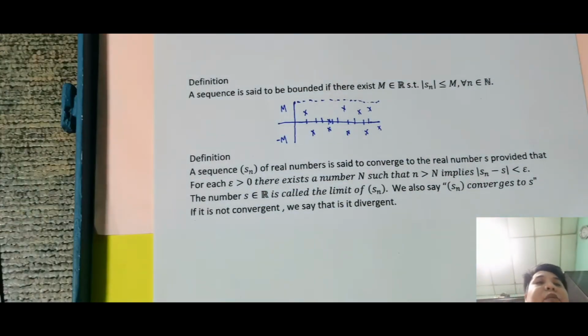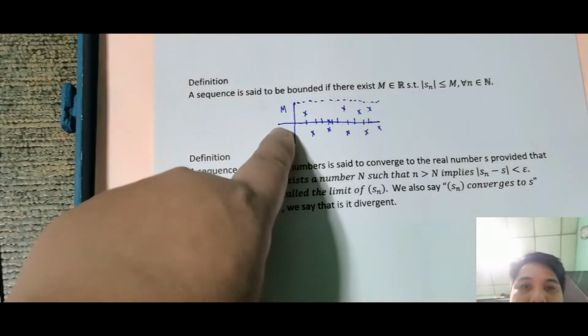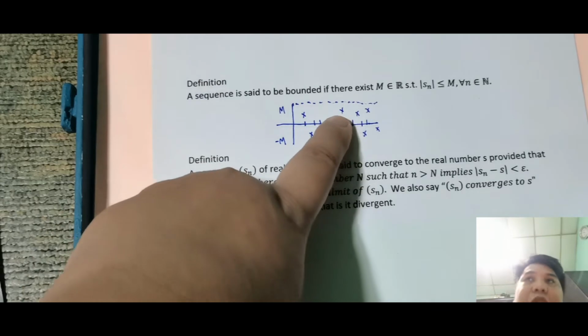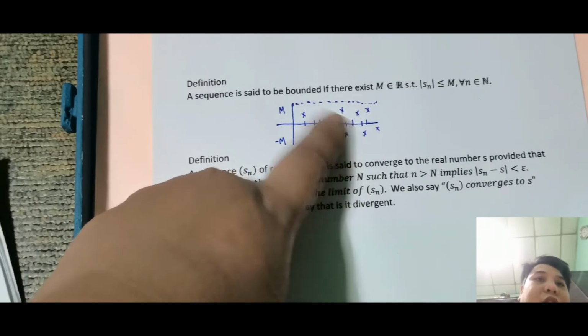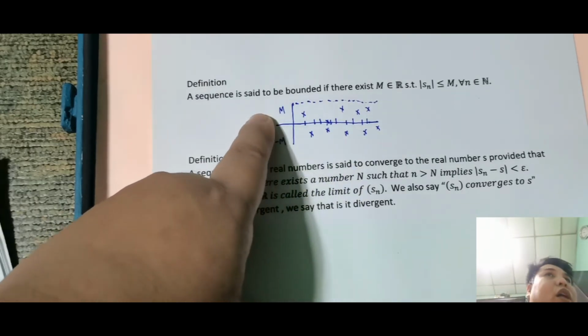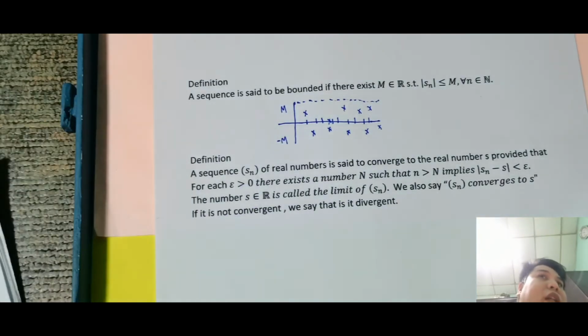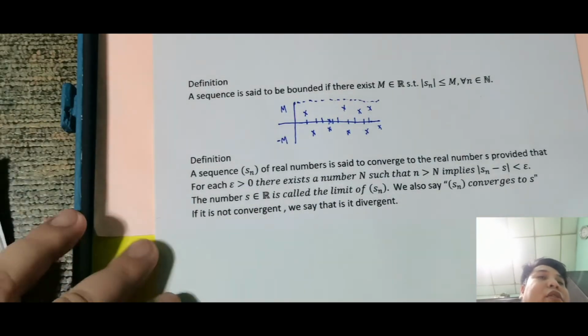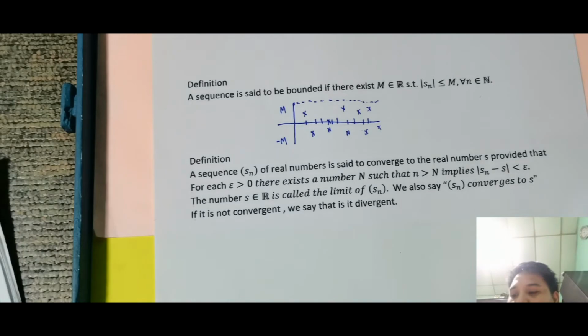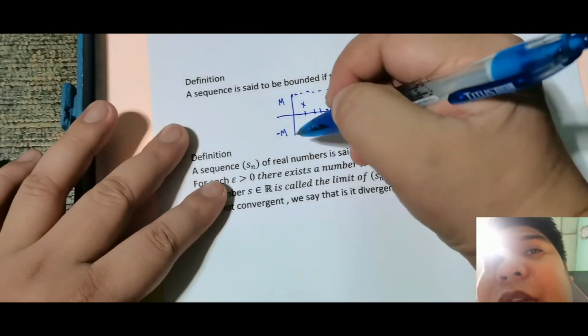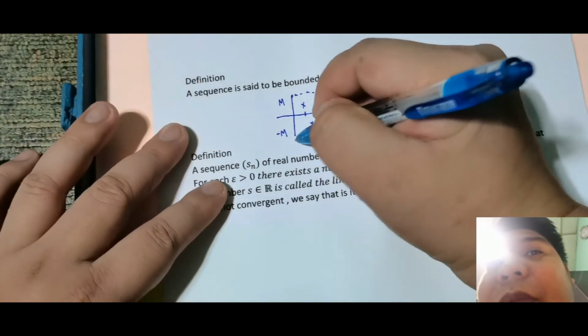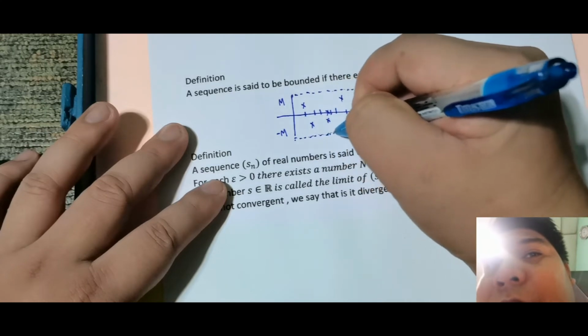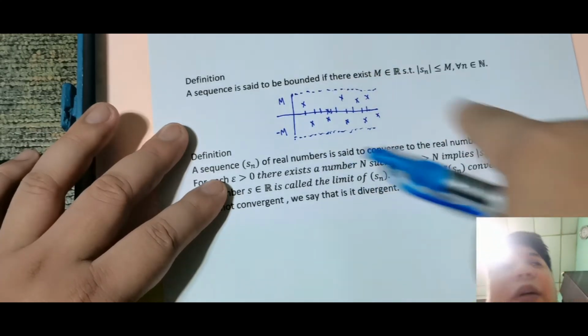So, a sequence is said to be bounded if there exists m such that, for the largest S sub n, for example, I got S sub 4, which is 1,000, there is an m, 1,001. So there will always exist an m that is higher than it. So you can say it is bounded. Another thing here, of course: if it is bounded by m, it is also bounded by negative m.